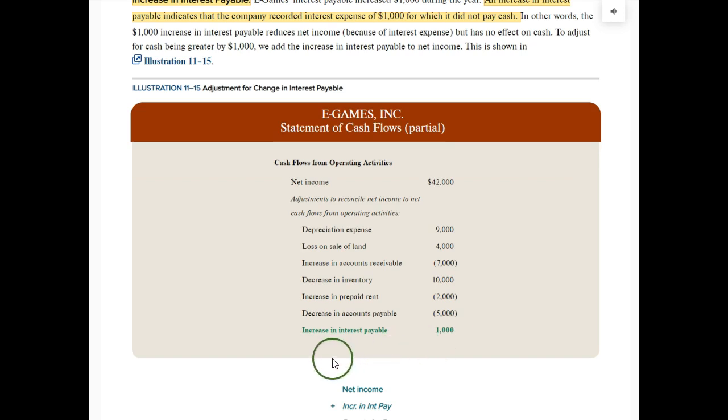Interest payable. If our interest payable account increases, we add the increase. Because how do we get interest payable to be recorded? We debit interest expense and credit interest payable. And so if our interest payable increases, that means we're recording that interest expense. It reduced net income, but it did not use up any cash. So again, we're converting net income with all these adjustments to a cash flow number. So we add $1,000, the increase that we had in interest payable.